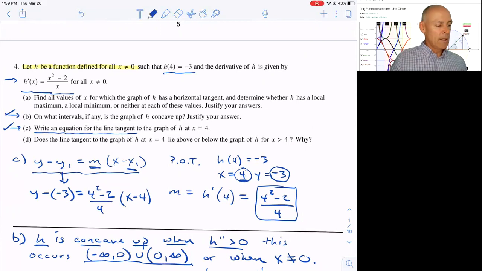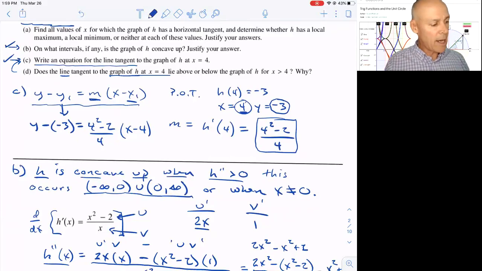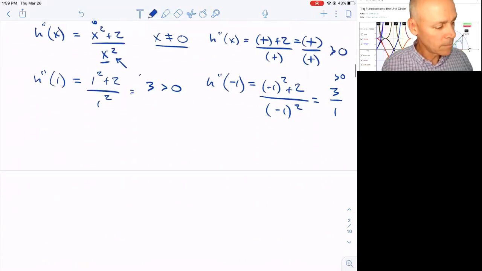Okay. All right. So it's not too bad. That's B. Now, if we jump down to part D, does the line tangent to the graph of h at x equals 4, that's actually the equation we came up with in part C, right? The equation for the line tangent to the graph of h at x equals 4. So does that tangent line lie above or below the graph of h for x greater than 4, and then why? Okay, well, let's take a look at part D.